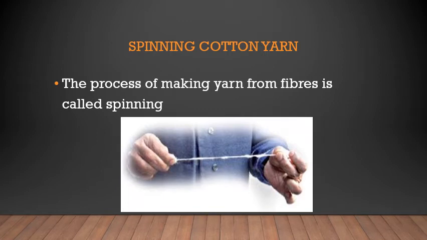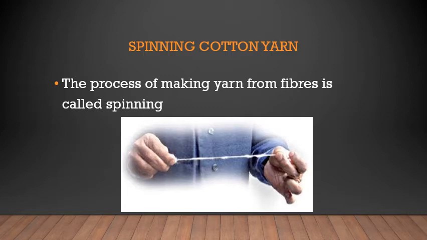Now here I would like to read out one activity from page number 21. Hold some cotton wool in your hand. I'm sure cotton will be available in your house itself. Pinch some cotton between the thumb and the forefinger of your hand. Now gently start pulling out the cotton while continuously twisting the fibers. Your parents will be more familiar with the spinning process.